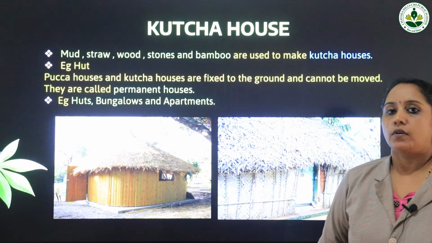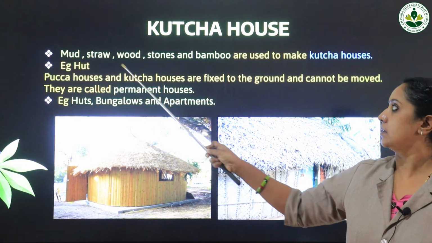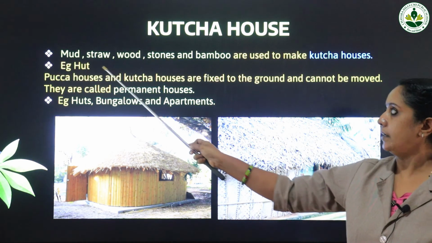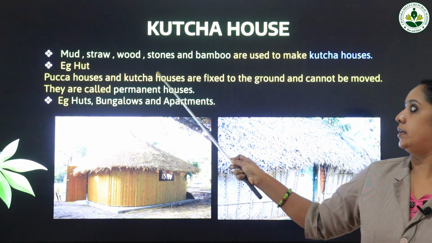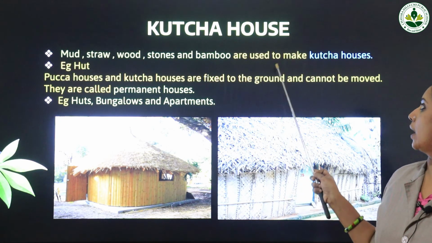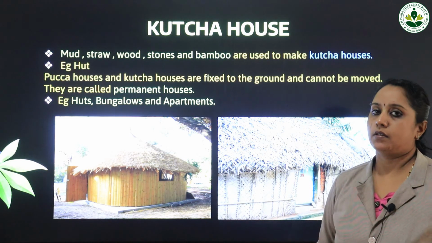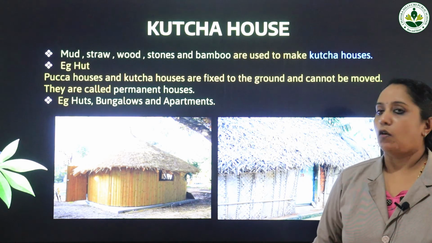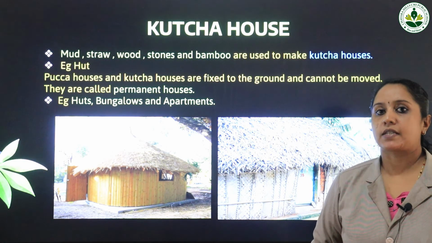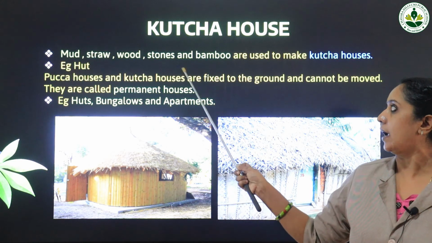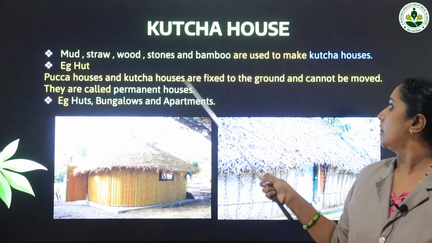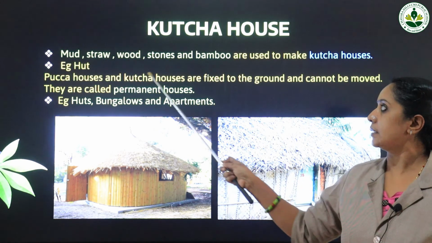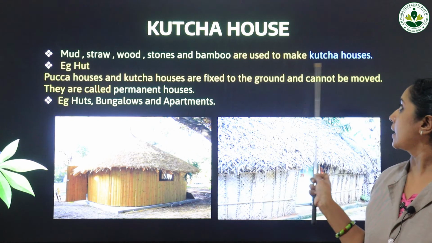And they are made up of materials like mud, straw, wood, stones and bamboo. I repeat, mud, straw, wood, stones and bamboo are used to make Kacha houses. You know what is mud? All of you play with mud, isn't it? Now what is straw? Straw means kachi. Now wood means tadi and stone means kalle. All these things you know. And bamboo, we say in Malayalam mula. So these are the things that are used for making Kacha houses.